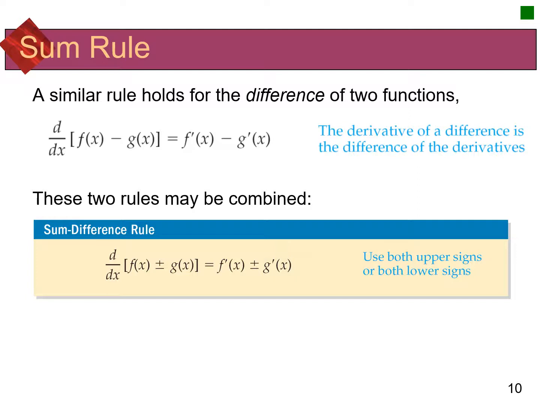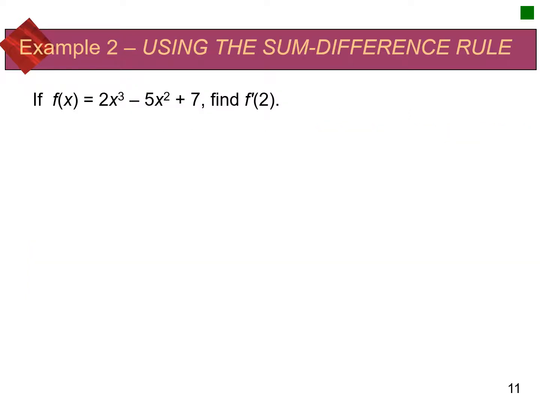So the sum and difference rule for derivatives says that if I have a function made up of the sum and/or differences of two or more functions, all I have to do is take those individual functions, take their derivatives individually, and then carry through the additions or subtractions as previously defined. So let's have a look at an example where this comes into play.